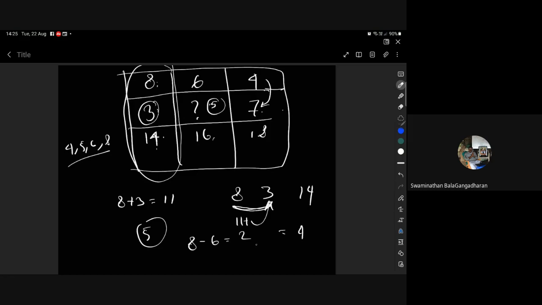6 minus 2 equal to 4. Then the next one, 3 minus 2. But I put 3 plus 2, sir. Actually, that was wrong. This is wrong because you have to follow the same pattern. All the numbers, all the series are following a particular pattern.